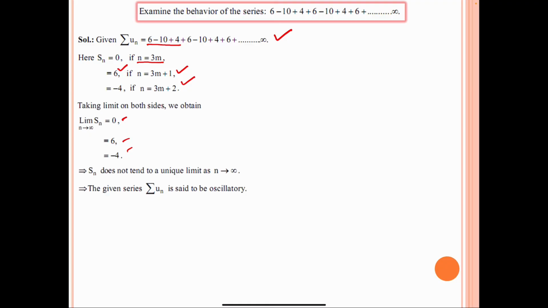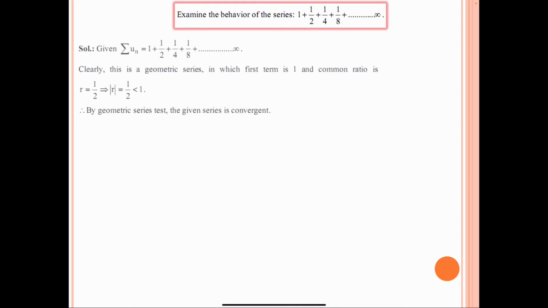Clear? Now one more example. Examine the behavior of this series 1 plus 1 by 2 plus 1 by 4 plus 1 by 8 and so on. Now clearly this one is a geometric series in which first term is 1 and common ratio r is 1 by 2. So magnitude of r is 1 by 2 which is less than 1. So when magnitude of r is less than 1, then by geometric series test the given series is convergent. So in this way we can apply geometric series test in a few problems. Okay.